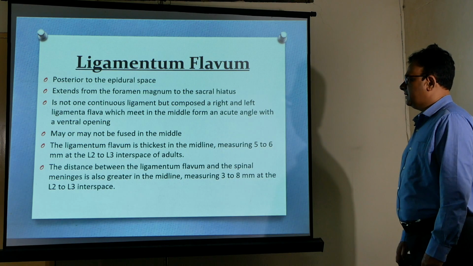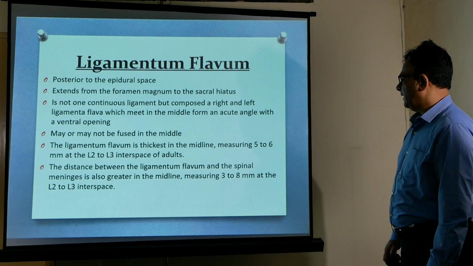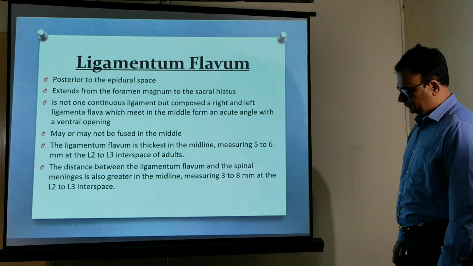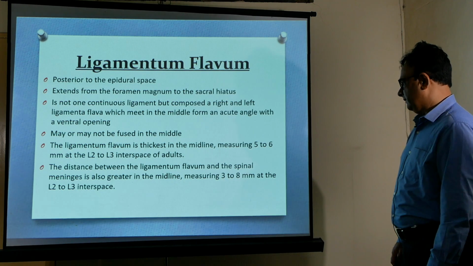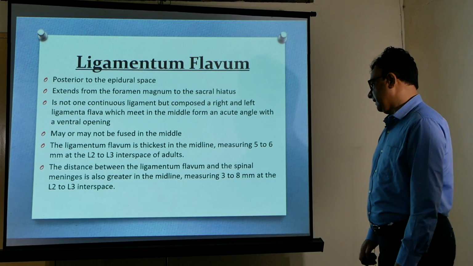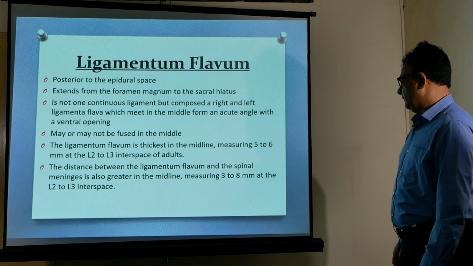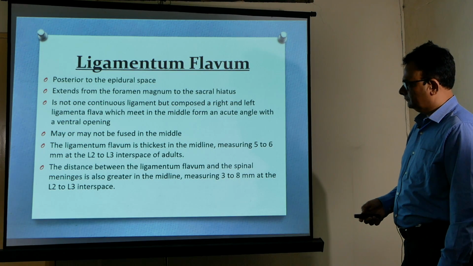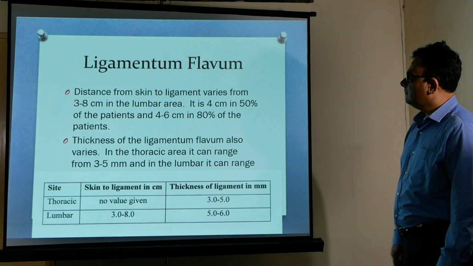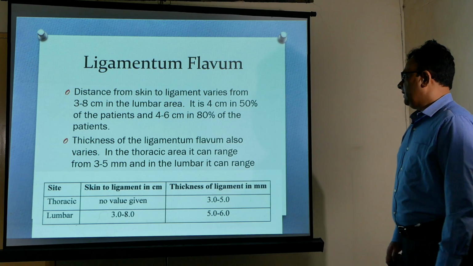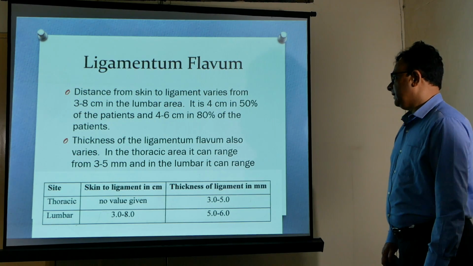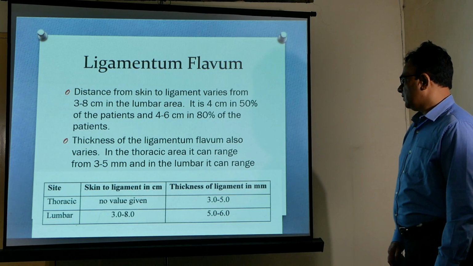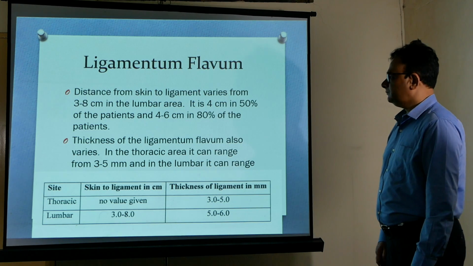The ligamentum flavum is thickest in the midline, measuring 5 to 6 millimeter at the L2 to L3 interspace of adults. The distance between the ligamentum flavum and the spinal meninges is also greater in the midline, measuring 3 to 8 millimeter at the L2-L3 interspace. Distance from the skin to the ligament varies from 3 to 8 centimeter in the lumbar area. It is 4 centimeter in 50% of the patients and 4 to 6 centimeter in 80% of the patients.